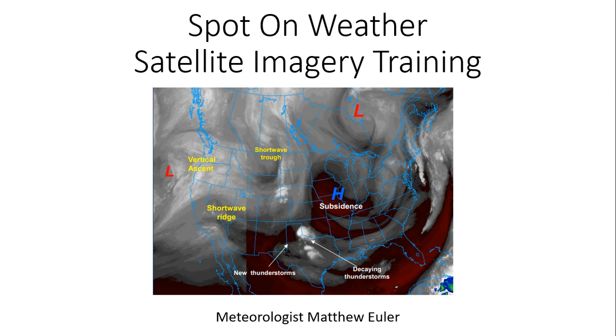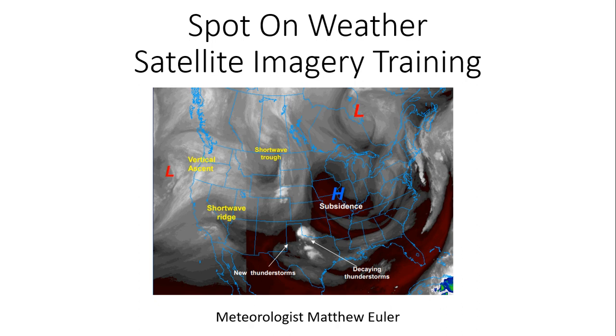Welcome to today's training. I'm taking a brief break from the How the Weather Works training series to go over another very useful meteorological tool. This tool is known as satellite imagery. So today I'm going to cover the different types of satellite imagery, what some of the features look like, and some of the things you can actually detect on weather satellite pictures.